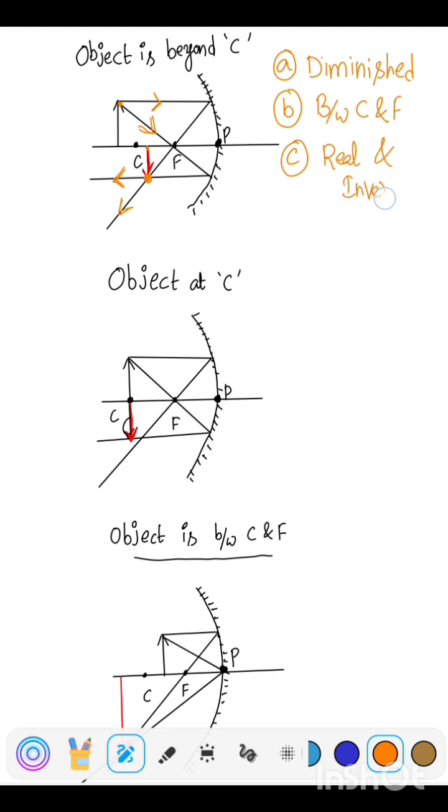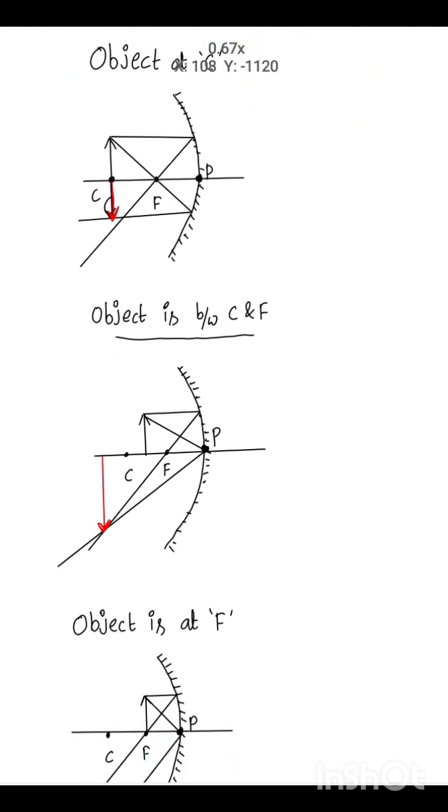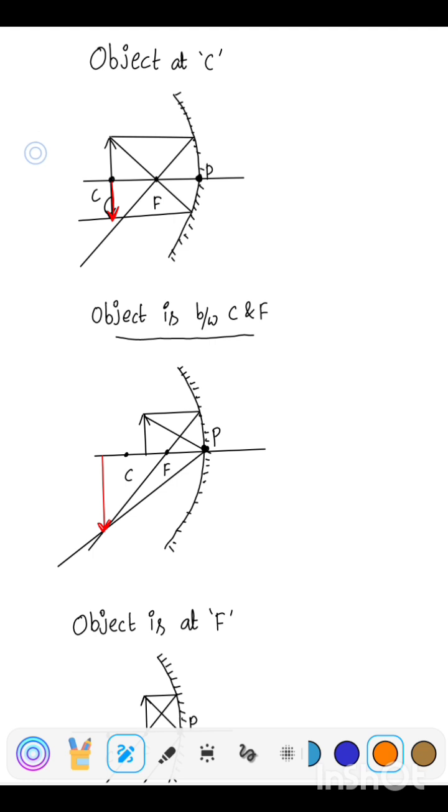These are the characteristics of the image when the object is placed at a position which is beyond C. Now let us see if the object is placed exactly at the center of curvature, how the ray diagram will follow. So this is the object. From the arrowhead I am considering two rays. Out of the two rays, one ray is parallel to principal axis, and when a ray is parallel to principal axis, it must pass through focus. So this is the reflected ray.